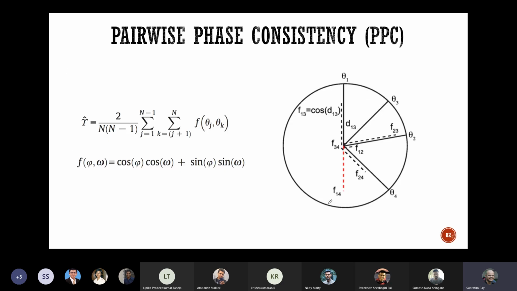So just to make sure everybody understands this, suppose I've got 4 trials and I've got 4 angles then. So each angle here is the phase difference between the two signals. So theta 1, theta 2, theta 3, theta 4. These are all unit vectors. If I was computing the phase coherence, I would just take the average of these 4 vectors. So I'll get some resultant vector.